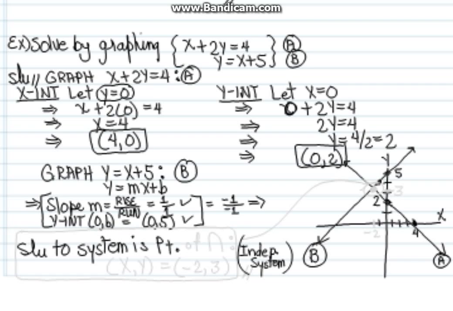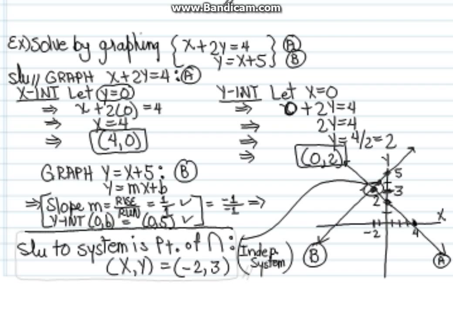Now, the solution to the system is the point of intersection. I drew the upside down cup for the word intersection. Okay, we're going to try to carefully read what that point of intersection is. If we did this perfectly, we could see the x-coordinate corresponds to -2, while the y corresponds to 3. That means the ordered pair (x, y) equals (-2, 3) is the one and only solution to this system.